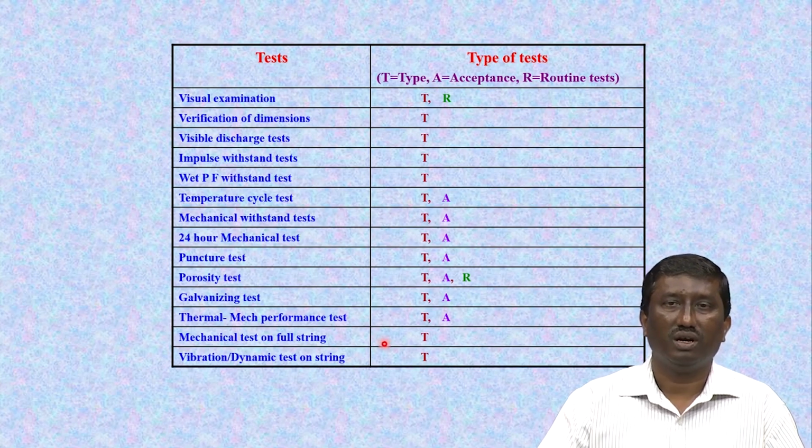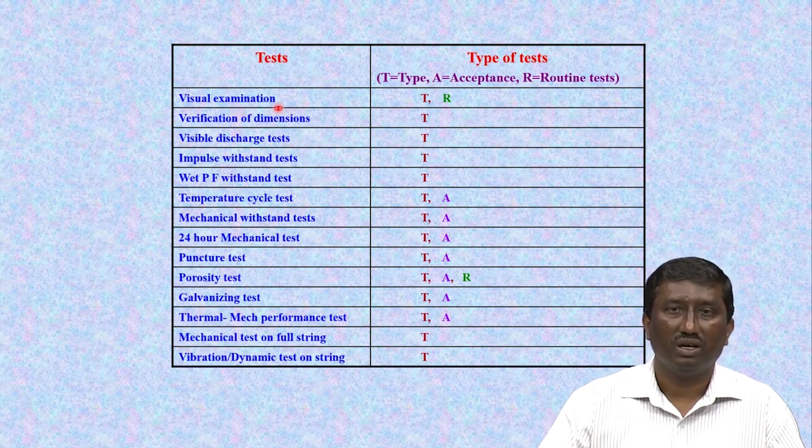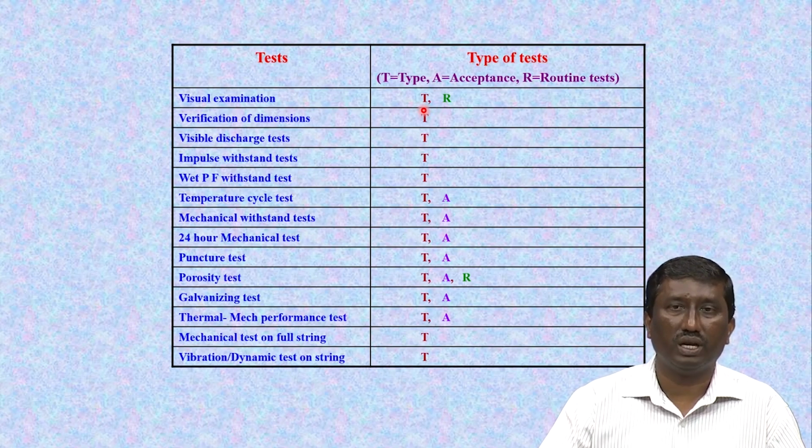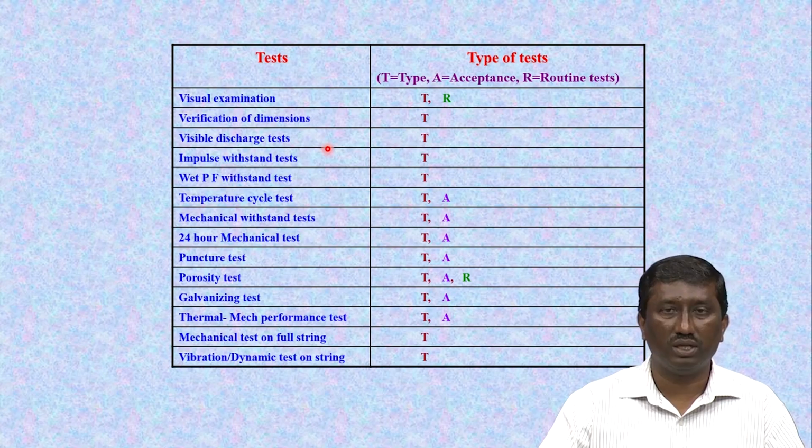You can see that the visual examination has been put in two categories, that is, it is a type test as well as a routine test. Similarly, the verification of dimensions, very important, whether the manufacturer has adhered to the proper dimensions as per the specified drawings. So, this comes under the type test. Similarly, visible discharge is again a corona test. This corona test is normally conducted in the high voltage laboratories. It is a certification test, so this falls under the type test category.